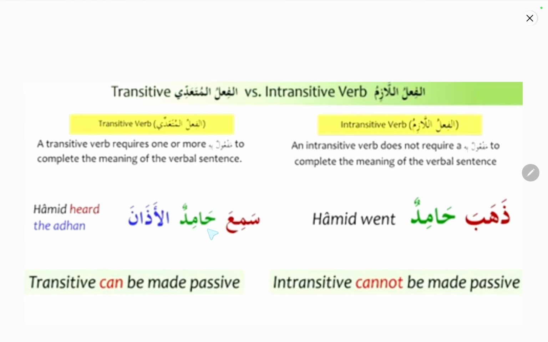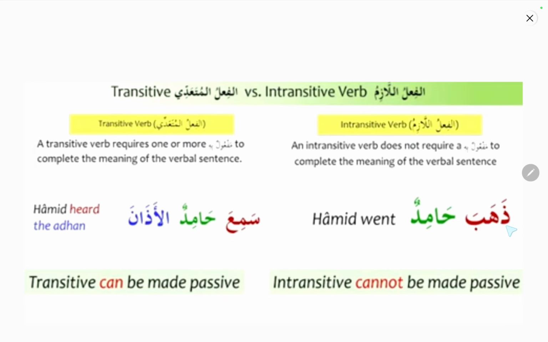Here we can see a transitive verb: Sami'a Hamidun al-adhan. Sami'a means he heard. Who heard? Hamid heard. Hamid heard what? Hamid heard the adhan. Hamid heard does not complete the meaning; it requires an object to complete its meaning. So adhan is the object here. So it is a transitive verb which requires an object.